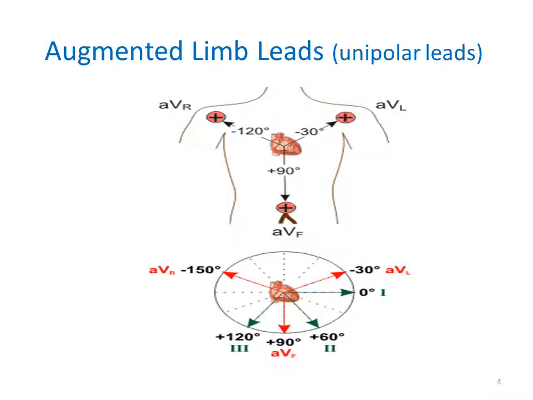This is the triangle that clarifies the augmented limb leads. AVR positive, AVL positive, AVF positive. AVR on the right arm, AVL on the left arm, and AVF, inferior, on the left leg.